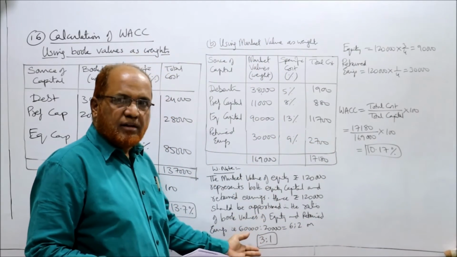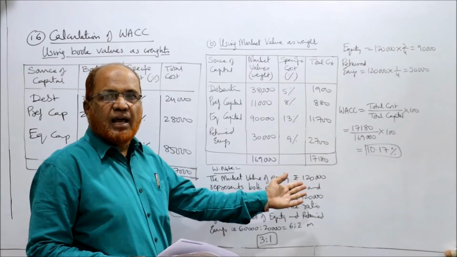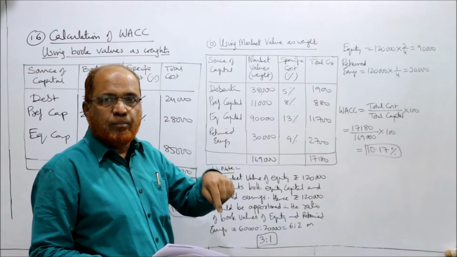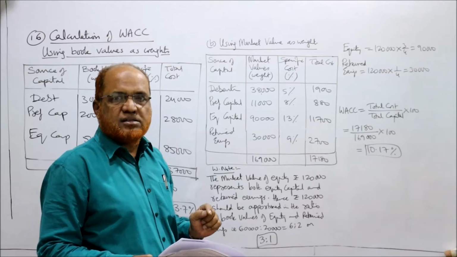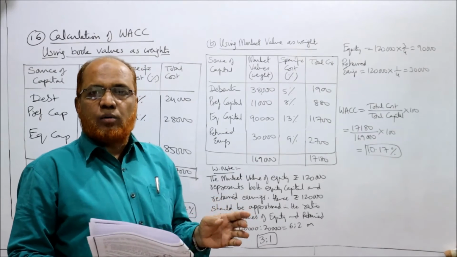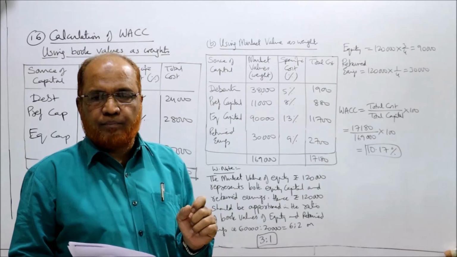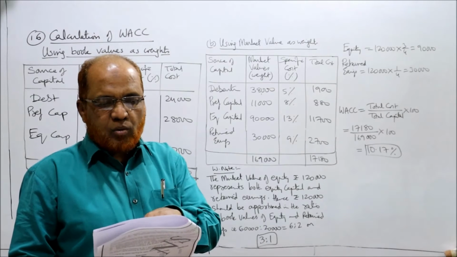The market value of equity, 10 lakh rupees, is representing both equity and retained earnings. So we have to divide the 10 lakh rupees in the book value ratios. Book value ratio. So what is the book value ratio?